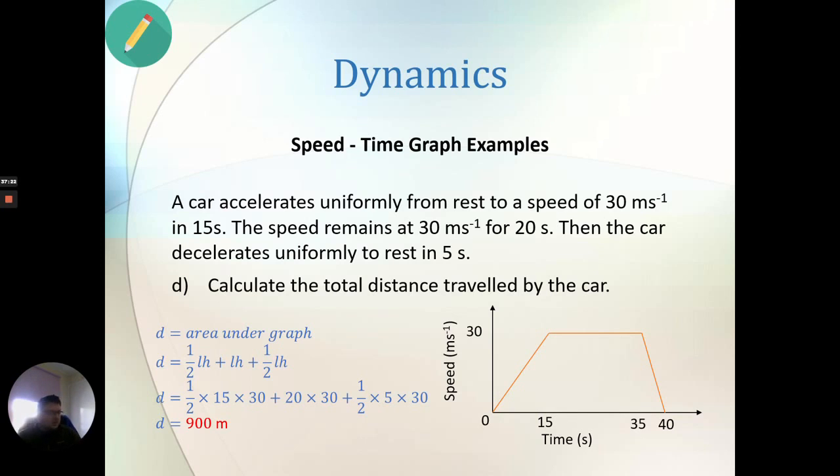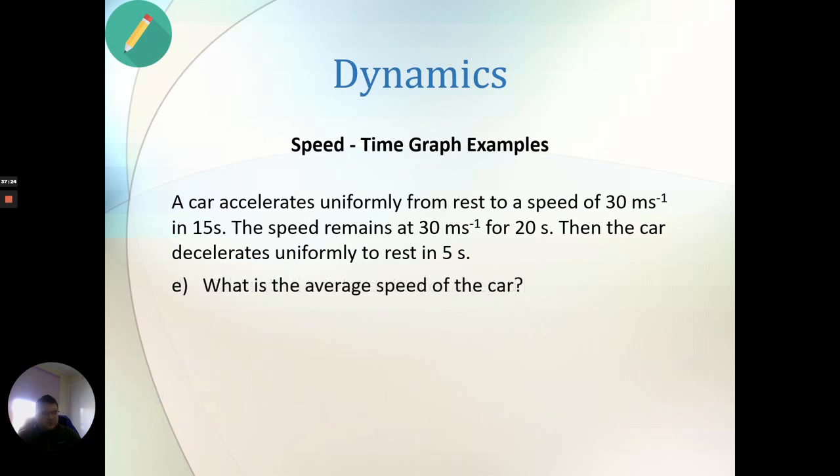Finally, we are asked to find what is the average speed of the car. Well, distance equals speed times time. We've calculated the distance was 900 meters. The time we've got, because the time was the maximum number in the graph, it went up to 40 seconds. So then v is 900 divided by 40, which is 22.5 meters per second.